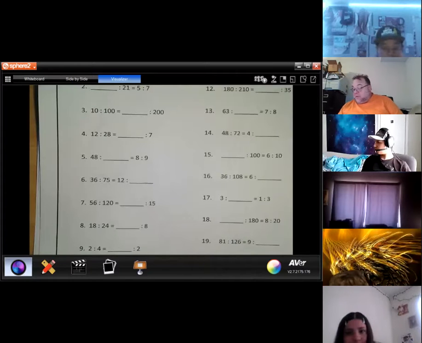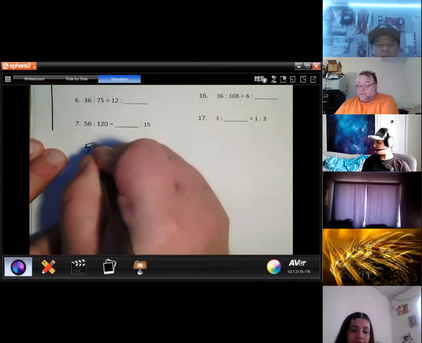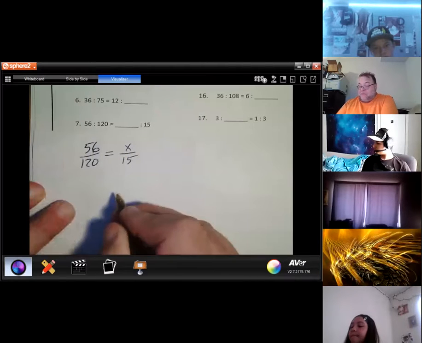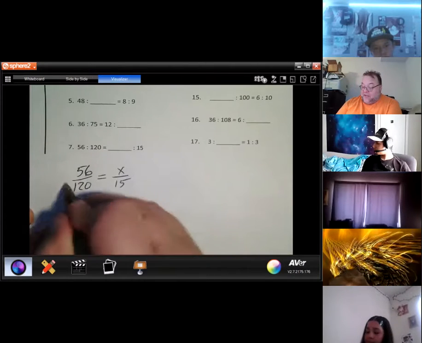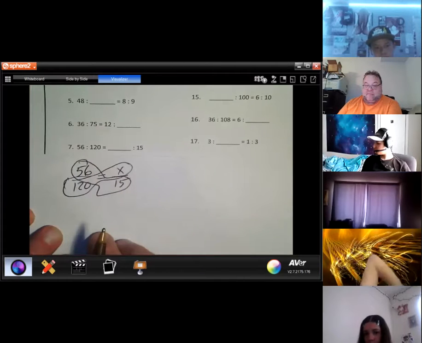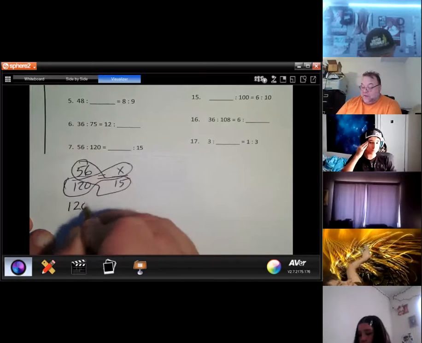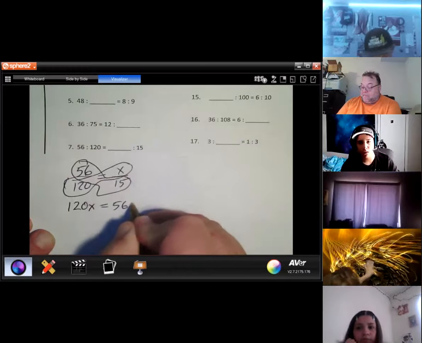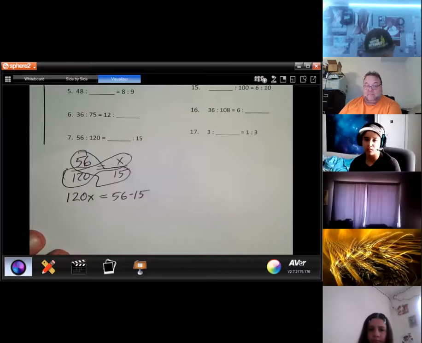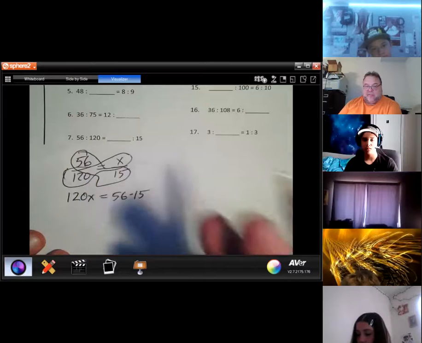Let's look at one of the harder ones and see what we can do with it. Let's look at this one, number 7. 56/120 is equivalent to x over 15. So remember when we did the butterflies? Remember doing the butterflies last semester? If you come across one that you can't obviously come up with an answer for, do the butterflies. Right? You remember doing the butterfly last semester, guys? We did that for like a week, right?